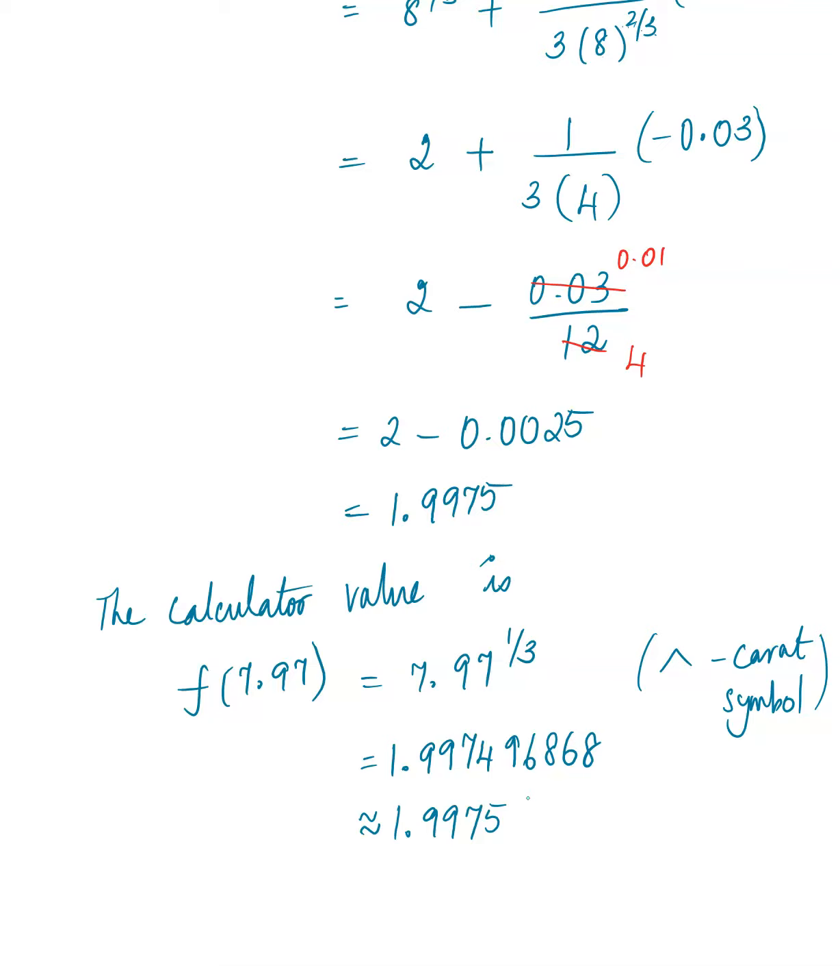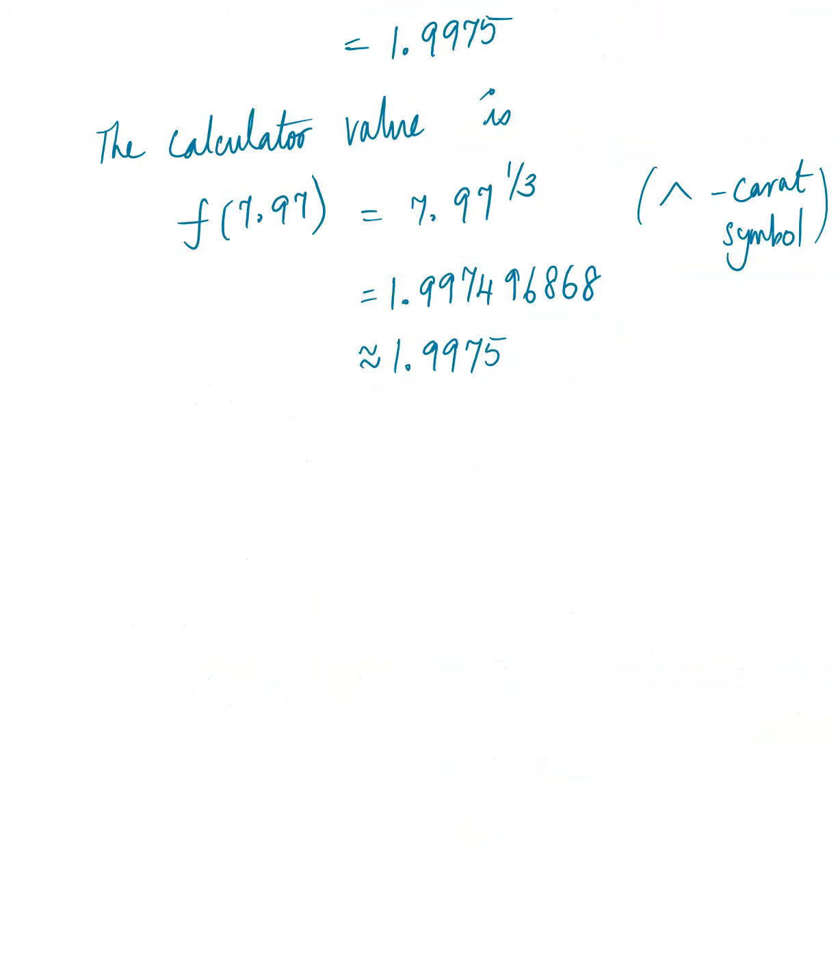I'd like to do another one. So I'll say estimate 1.0002 power 50. How do we do this? Okay. There's a shortcut actually for this. Okay, the shortcut is, in fact, there's a formula. 1 plus x power k is approximately 1 plus kx. That's really neat, isn't it?